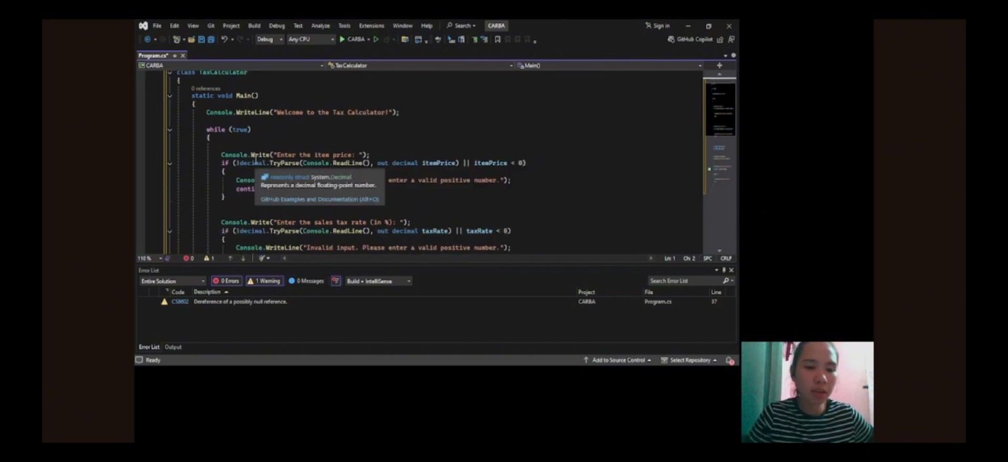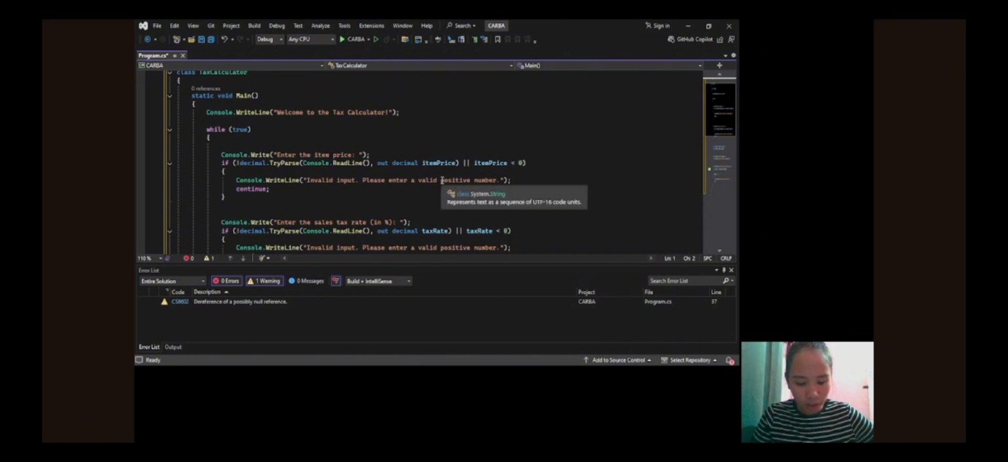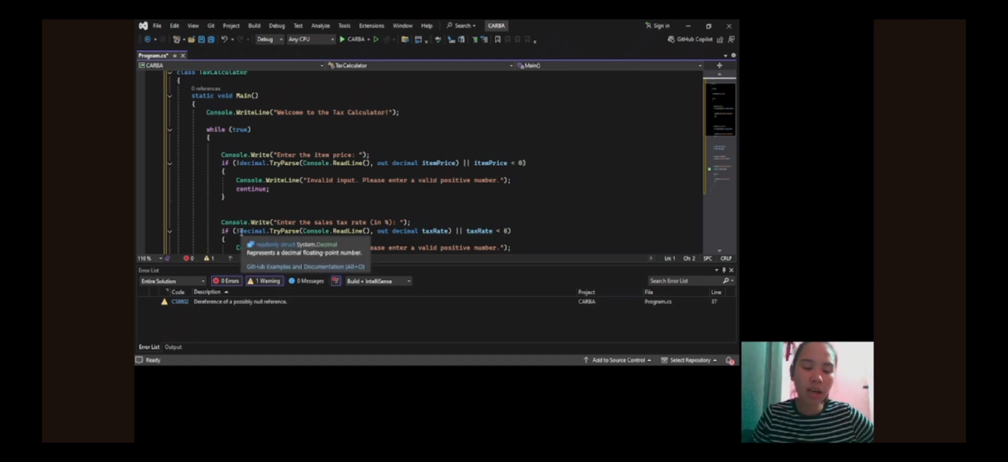So the next line is Console.Write, Enter the item price. This line asks the user to enter the price of an item. Then, if decimal.TryParse, Console.ReadLine, out decimal itemPrice, or itemPrice less than 0. This line reads the user's input and attempts to convert it into a decimal value.